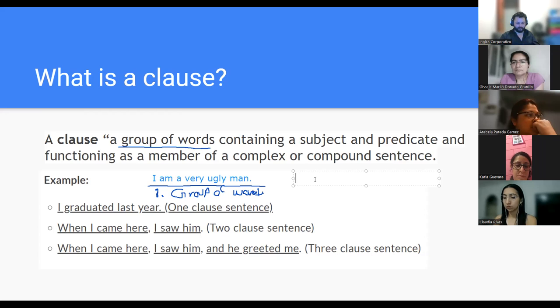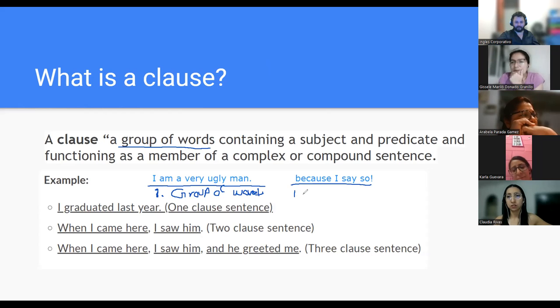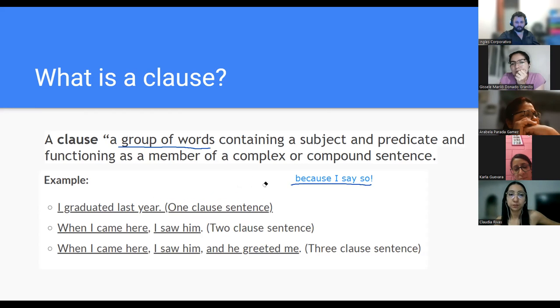Is this a group of words? Because I say so. All right. Is this a group of words? Yes or no? Yes, it is a group of words. So yes, it is a group of words. All right. So what would be the difference between them both?